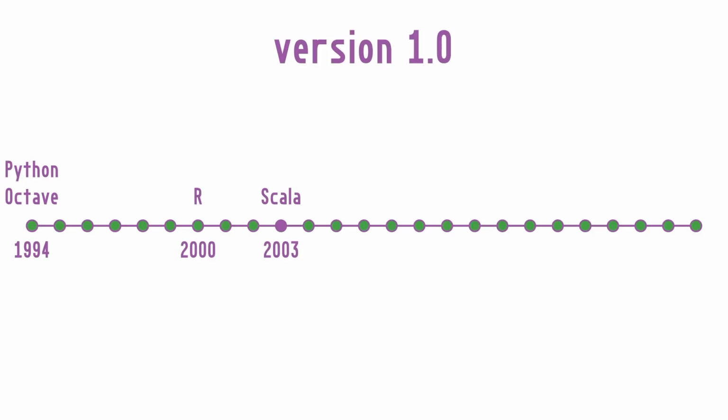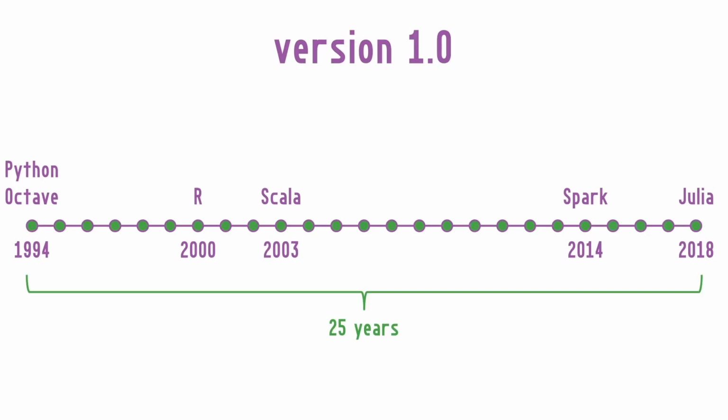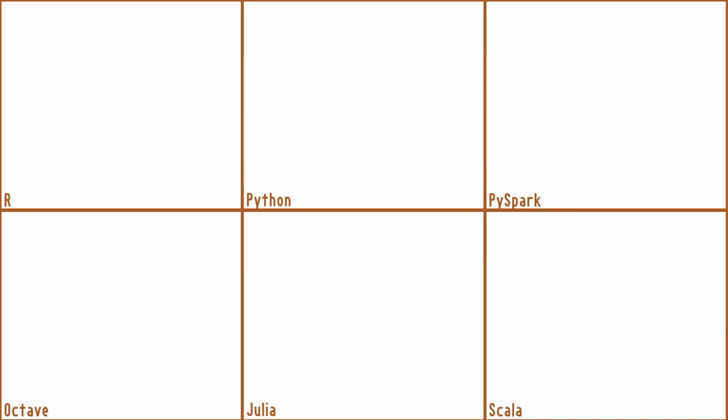As of this recording, Scala has been stable now for 15 years. Spark hit 1.0 in 2014, and Julia just recently reached the milestone. So in terms of stable open source programming, we'll be looking at a 25-year span of time. One way to compare the languages is to see how they're categorized.